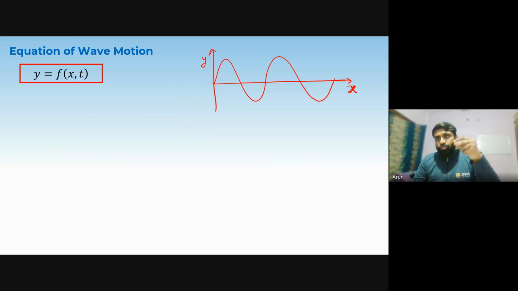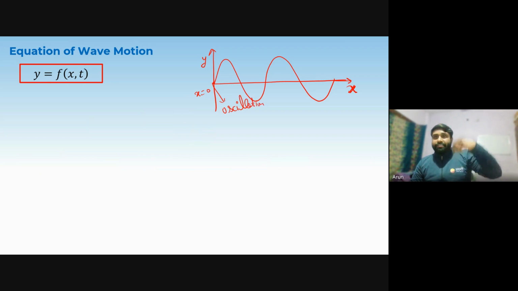Now, the source particle is at x equals 0. Here we have the source particle. This source particle is oscillating. I'm not saying that it is in SHM; I'm saying that it is oscillating. Oscillation doesn't mean SHM. SHM is the simplest case of oscillation. Let me first conclude here that it is oscillating.